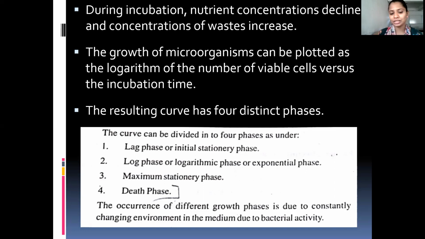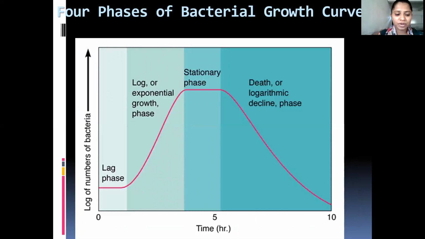The third phase is the stationary phase, which you can call the stagnant phase. And the fourth one is the death phase, which you can also call the decline phase. The occurrence of the different growth phases is due to the constantly changing environment in the medium caused by bacterial activity. You can see in the graph, time versus number of bacteria, the 4 distinct phases: lag phase, log phase, stationary phase, and decline phase. So let's study them one by one.